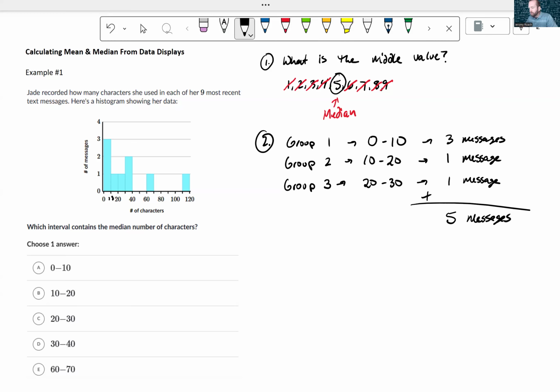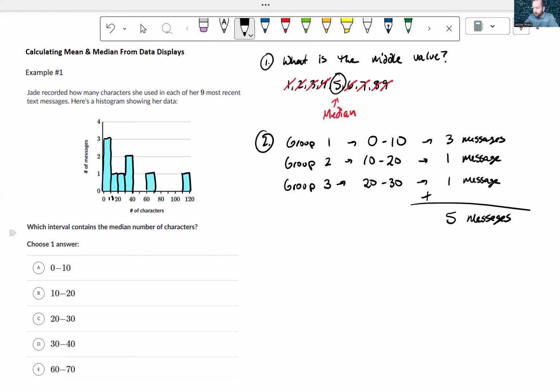So let's recap one more time. She has 9 text messages, and we want to know the middle value of those 9. The middle value would be 5 text messages. If we add all these bars together, we get 9 messages total: 3 plus 1 plus 1 plus 2 plus 1 plus 1 gives us 9 messages. So in the very middle is going to be at 5 messages.